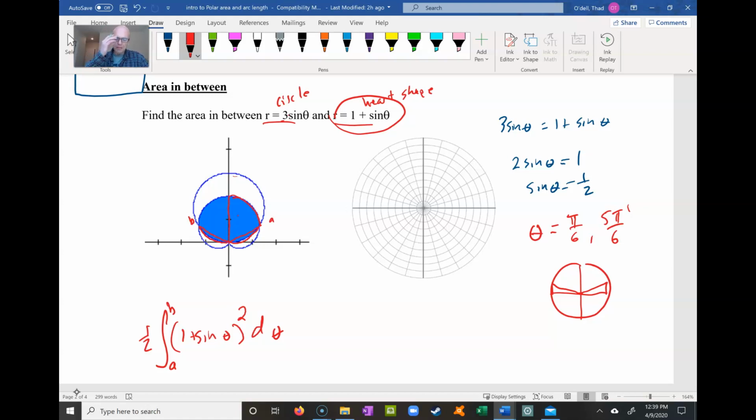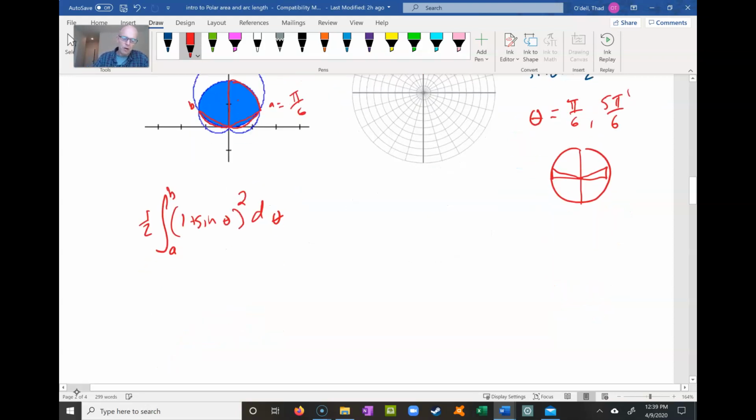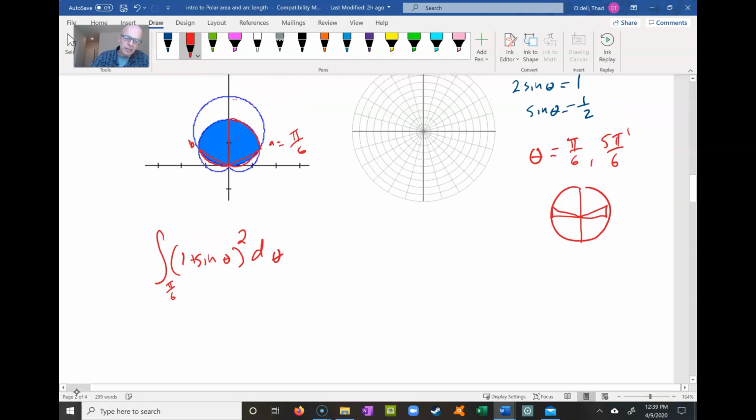So that means that a is pi over 6. So what I want to do here is I'm going to integrate from pi over 6 to right here, and we can tell that that right there is pi over 2. And I'm going to double it because I know that these two pieces are the same. So I multiply 2 times 1/2 and I get just that.